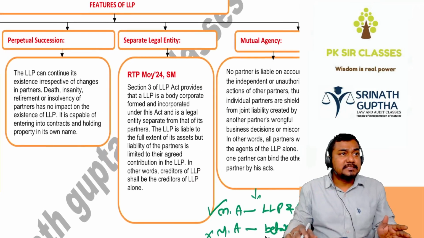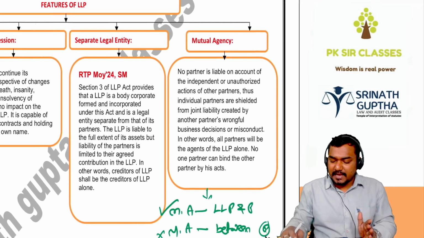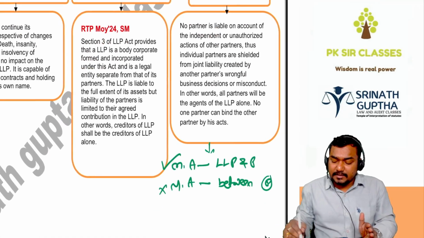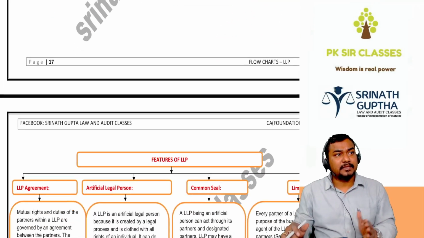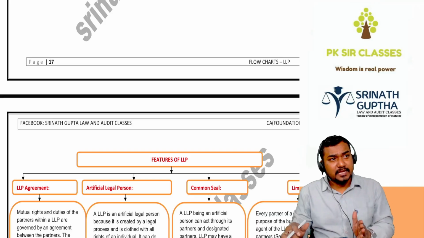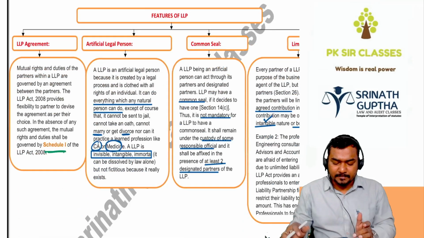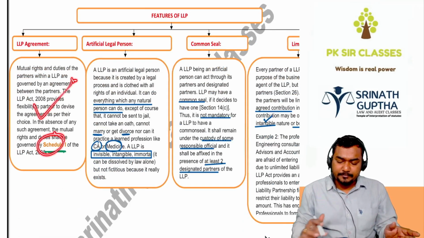So LLP is separate from its partners. For the activities of the partners, partners are liable. For the activities of the LLP, LLP itself is liable. There is no mutual agency between the partners, but there is a mutual agency between the LLP and partners. If a partner does something, LLP is liable. If LLP does something, partner is liable. But if one partner does something, the other partner will not be liable. It is governed by the LLP agreement. If the LLP agreement is silent, Schedule 1 will be applicable.